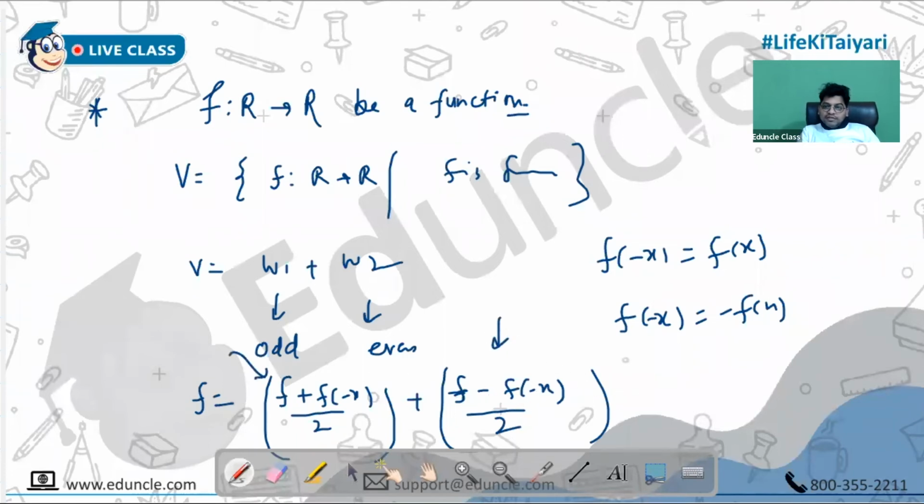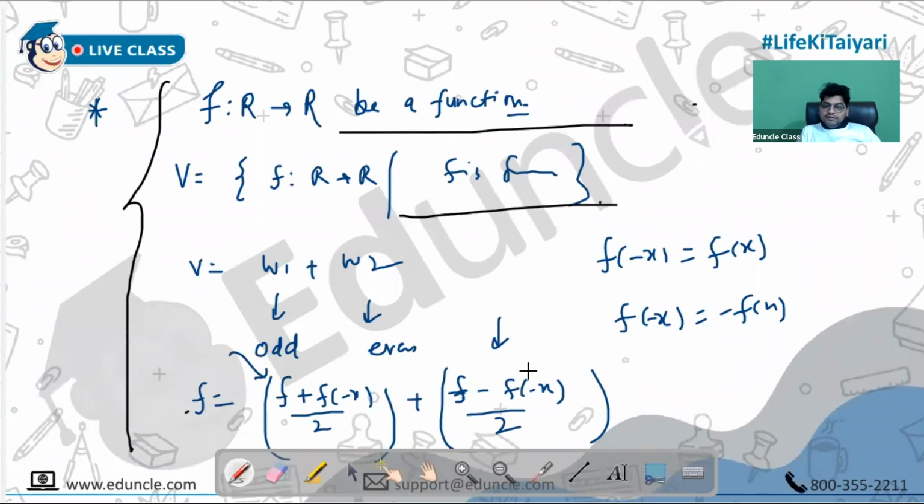I think you have never studied this kind of example. Please study and solve this problem. This is an even function and this is an odd function, and the intersection is the zero function, which is always both even and odd. So we can say this is the direct sum. I hope you have understood all these problems.